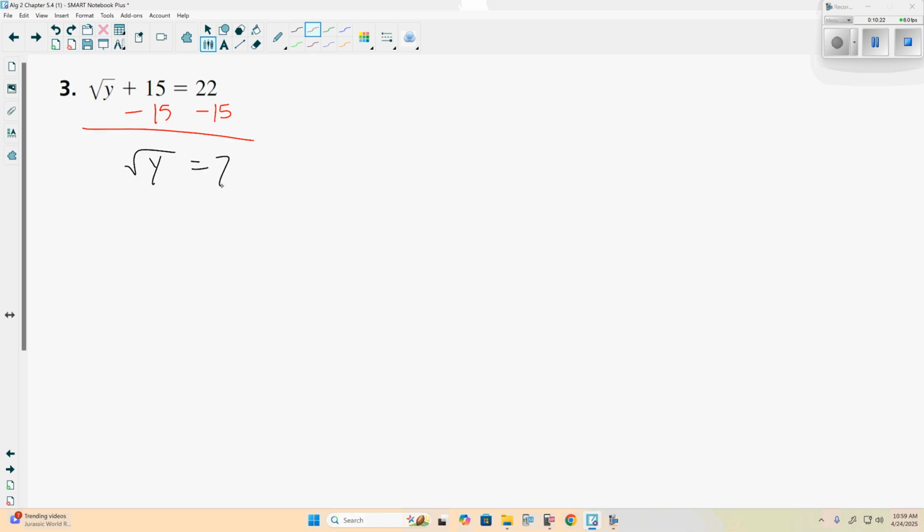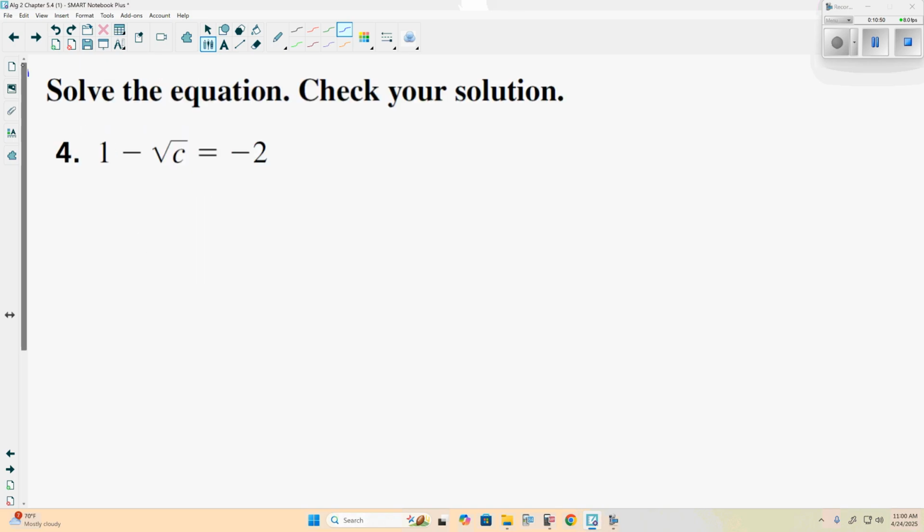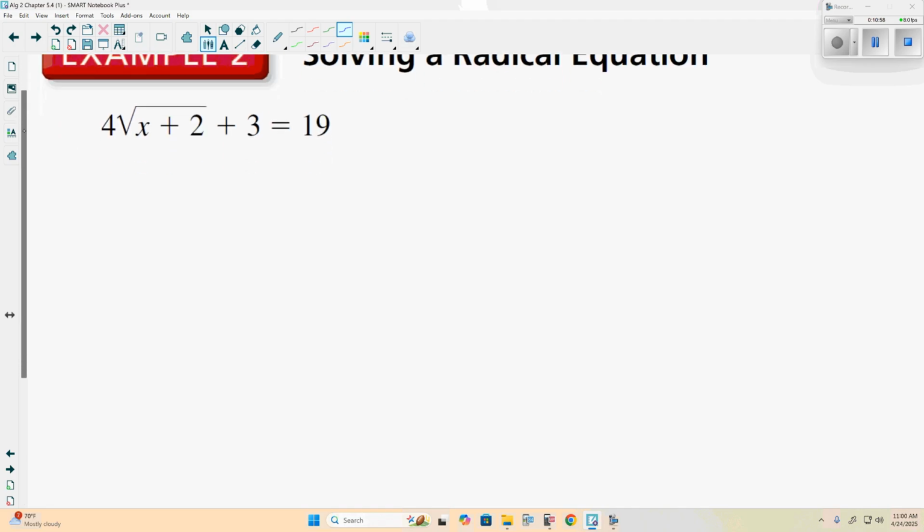Square root of y is equal to... square it. Square root of y squared is going to be y. 7 squared is? Questions on this here? I think we feel comfortable with these here, yes? All right.